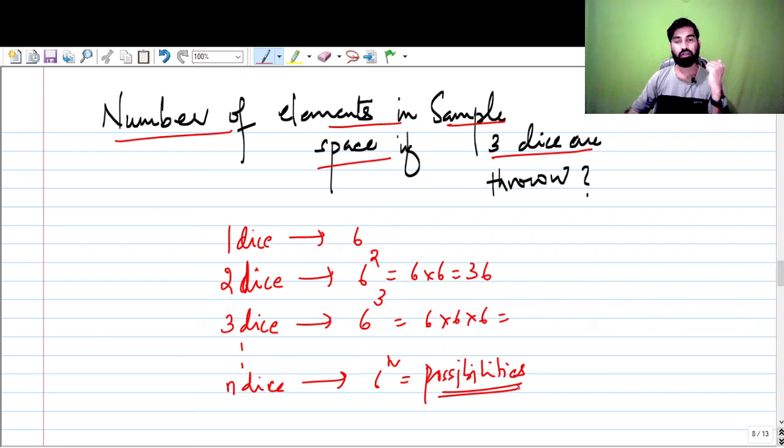Okay, so this was enough, in fact, regarding sample space.